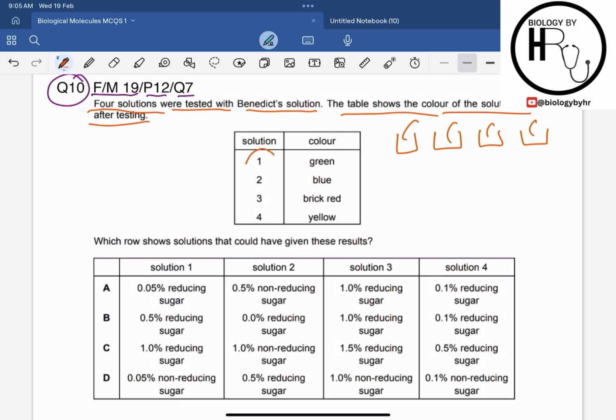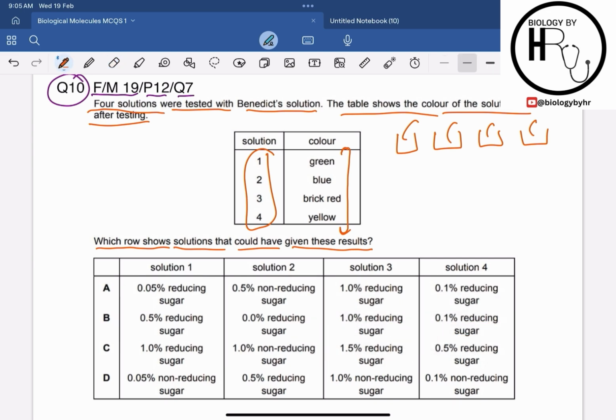So they have the 4 solutions, and then they have added Benedict solution to it to test the presence of the reducing sugar, and the color change which was observed was this, right? And then they are asking which row shows the solutions that could have given these results. Alright, so basically then they are saying that solution 1, and then they have given us a value, 0.1% reducing sugar, 0.5% reducing sugar. So we have to identify it by the color change.